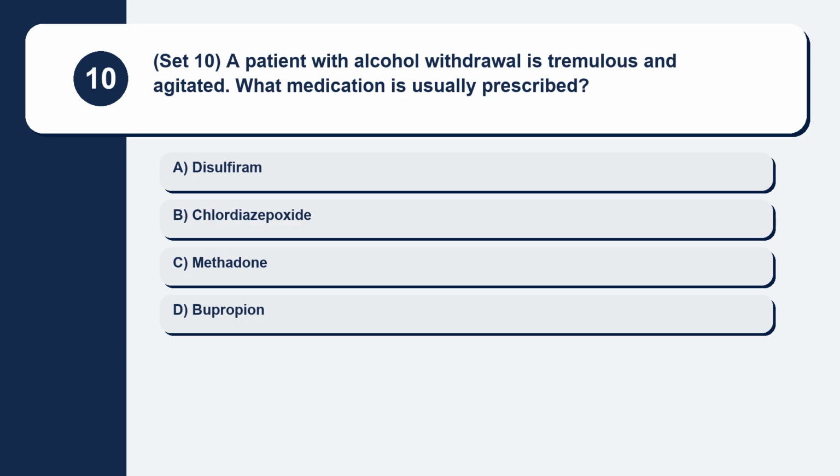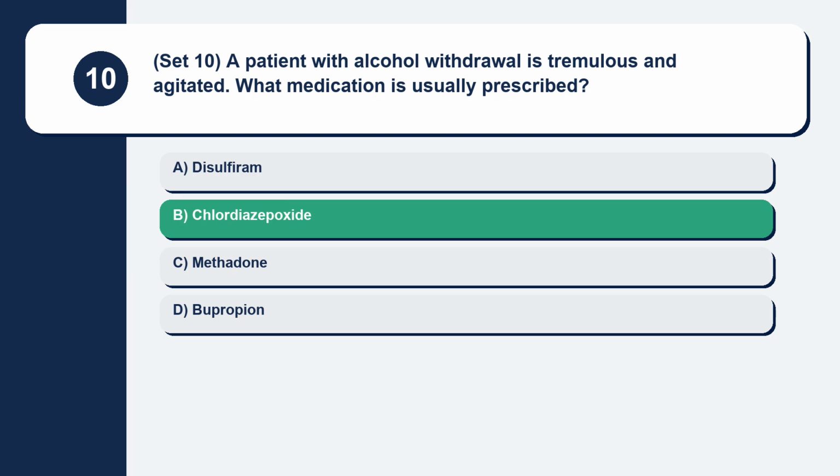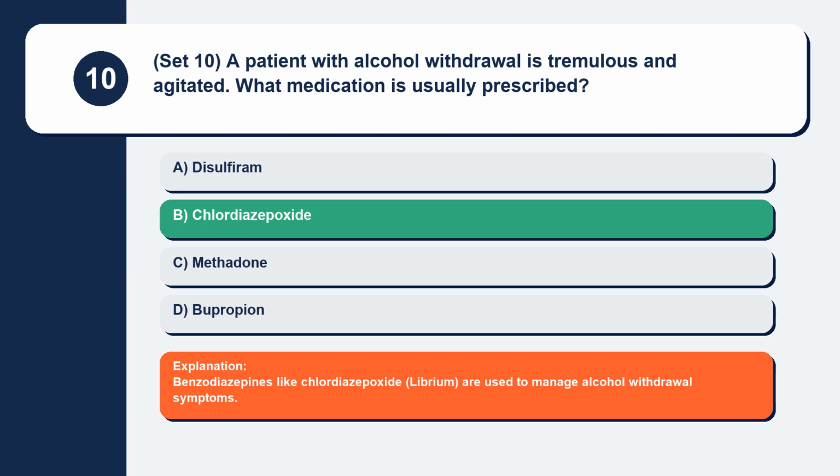Question 10. Set 10. A patient with alcohol withdrawal is tremulous and agitated. What medication is usually prescribed? Disulfiram, chlordiazepoxide, methadone, bupropion. Benzodiazepines like chlordiazepoxide, Librium, are used to manage alcohol withdrawal symptoms.